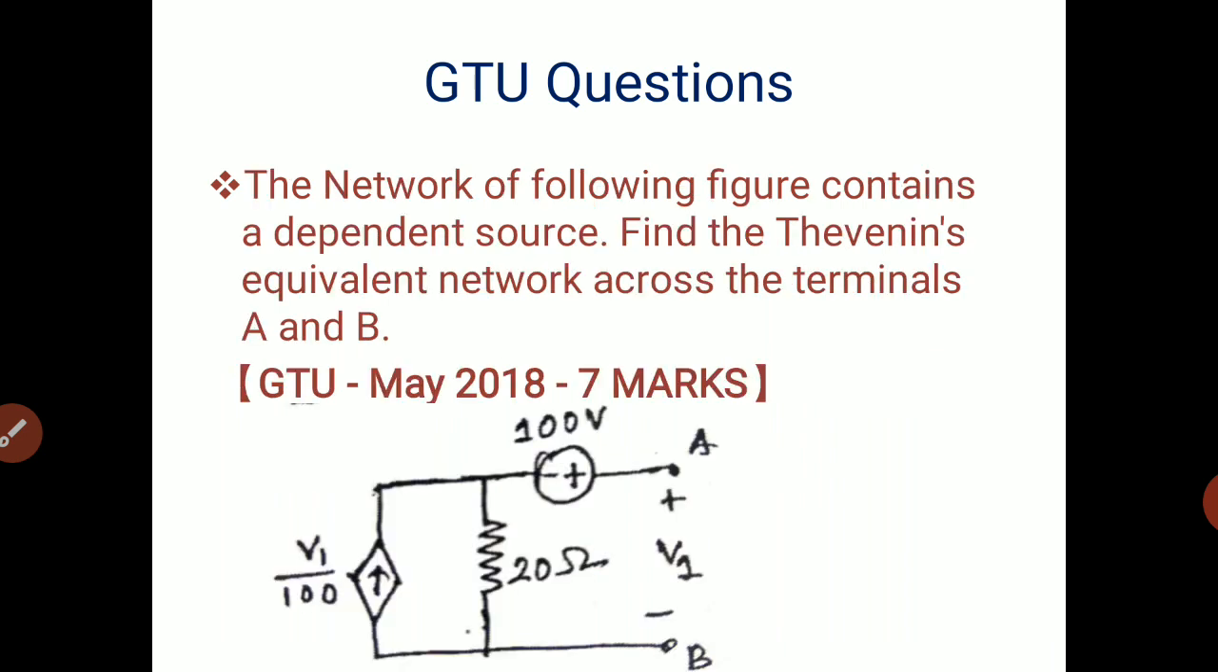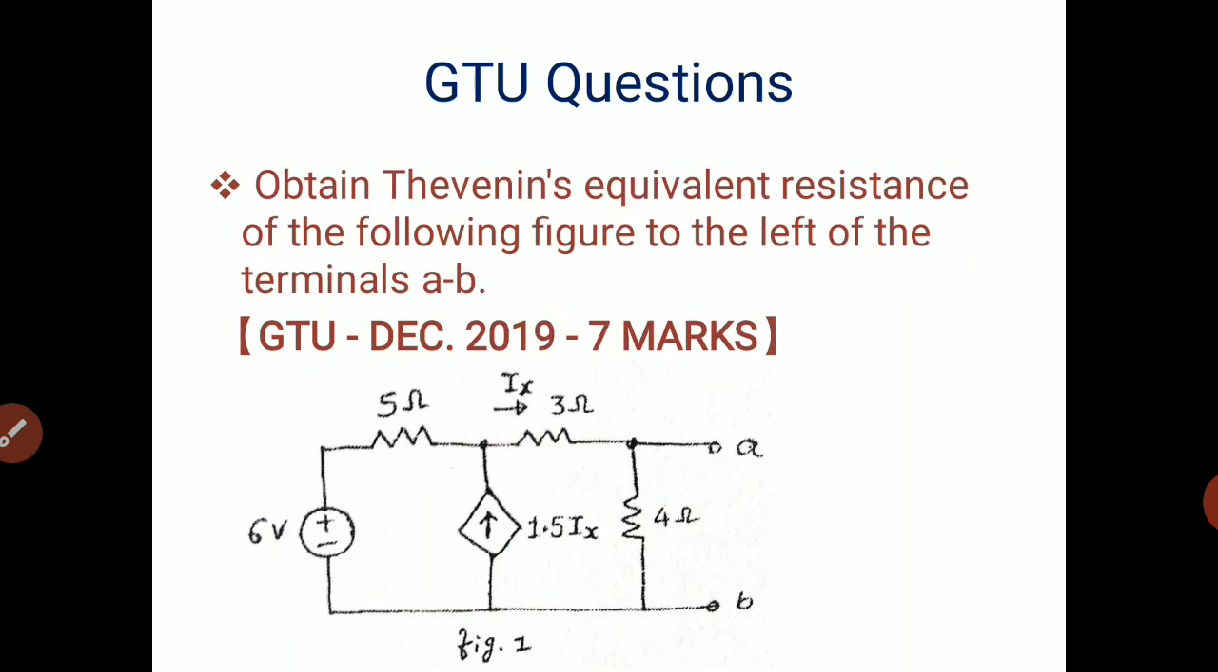A numerical is asked. The question is: the network of the following figure contains a dependent source. Find the Thevenin's equivalent network across the terminals A and B. GTU May 2018 for 7 marks. So friends, there is a probability of a question in which the dependent source is given. That kind of numericals are asked more in your GTU exam on Thevenin's theorem.